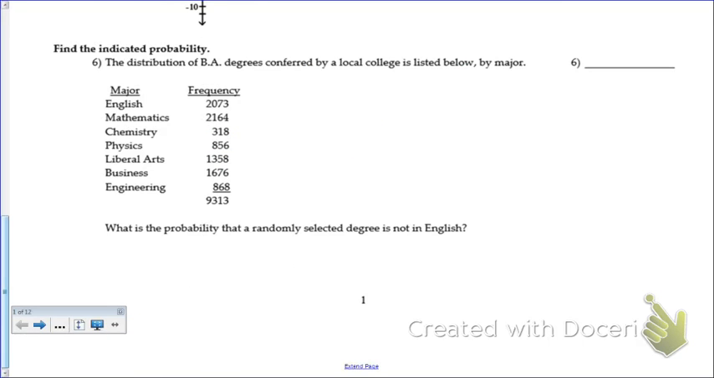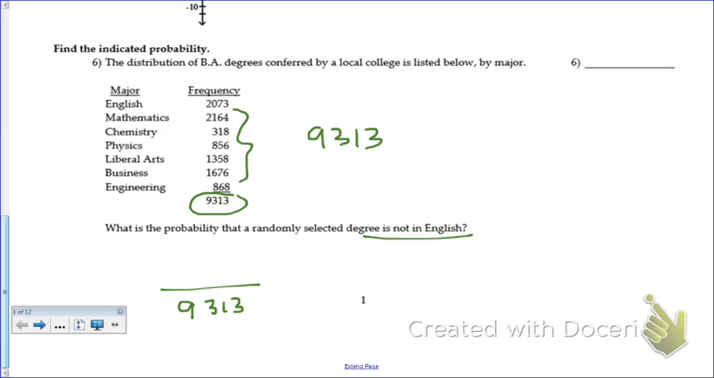Number 6, we're going to do a little probability. The distribution of Bachelor's of Arts degrees conferred by a local college is listed below by major. And so we have English, math, chemistry, physics, liberal arts, business, and engineering. And it says, what's the probability that a randomly selected degree is not English? So we actually have a total here. That's all of them. That's going to be our denominator in our probability. And we want the ones that are not English. So a quick way to do that would be to take your total and subtract the number that's English majors.